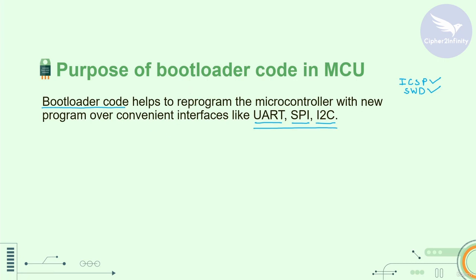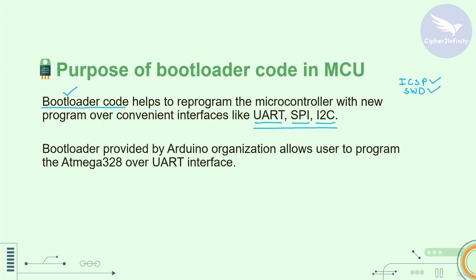So I will just read this line once again to get more clarity. Bootloader code helps to reprogram the microcontroller with a new program over a convenient interface like UART, SPI, I2C. So once you have bootloader code in the microcontroller, then you will be able to program the code over any convenient interface like UART, SPI, or I2C. So I hope that this particular point is clear to you now.